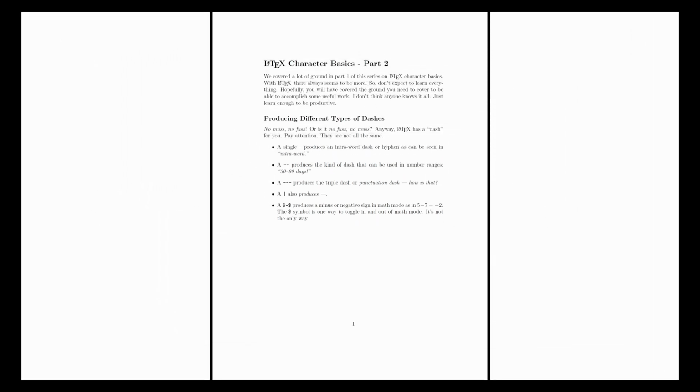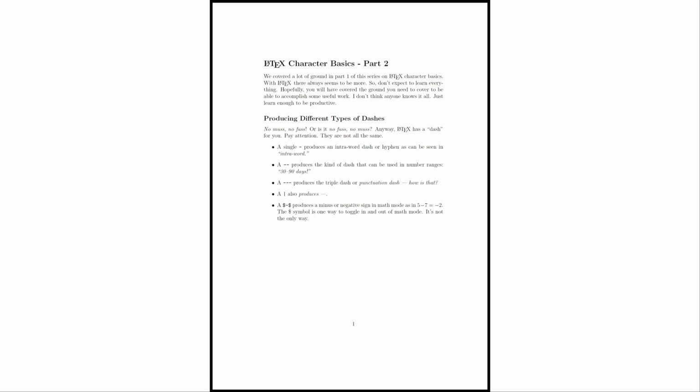Okay, this is part 2 of LaTeX Character Basics, and we covered a lot of ground in part 1, and there's a lot to learn. So we're going to look at the different types of dashes, and you can see the bulleted list here towards the middle of the page. A single dash produces the dash you see in intra-word, and a double dash produces one that can be used between number ranges. A triple dash is a punctuation dash, and the pipe symbol on your keyboard also produces the same.